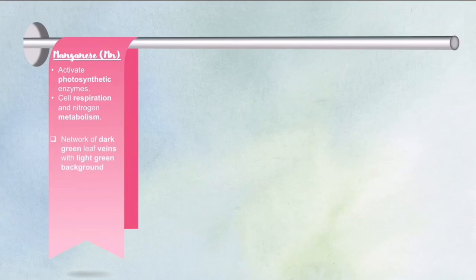Next, we have manganese. Manganese activates photosynthetic enzymes, and it is also important for cell respiration and nitrogen metabolism. Without manganese, there will be a network of dark green leaf veins with a background of light green, and light brown or grey spots in between leaf veins will be formed.